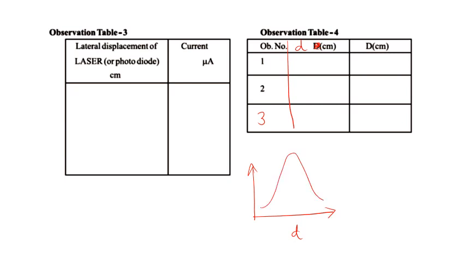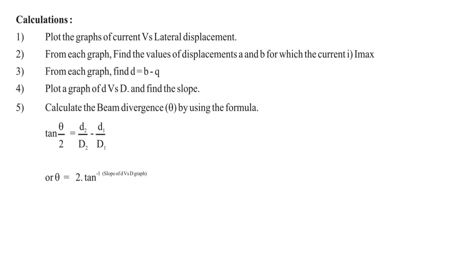For, let's say, distance between the source and the pinhole, it is 80 centimeters. So for this case I will get, let's say, this is your d1, and this is, let's say, 80 centimeters. So d1 distance I will get. Similarly d2, d3 I will get, and from all the distances, I have to do the calculations. So plot the graph of current versus lateral displacements.